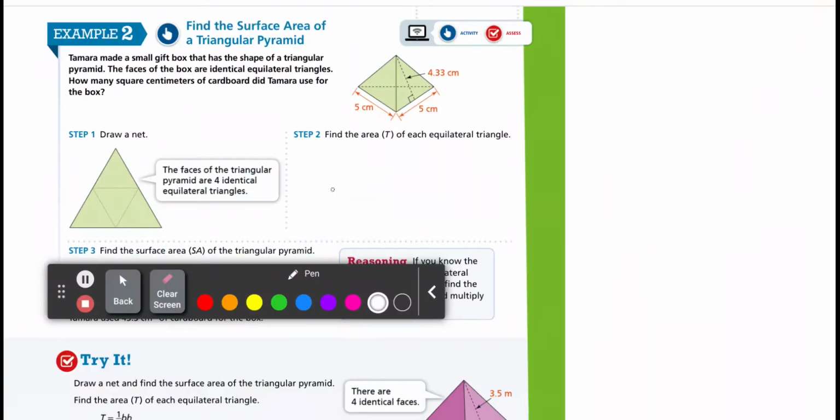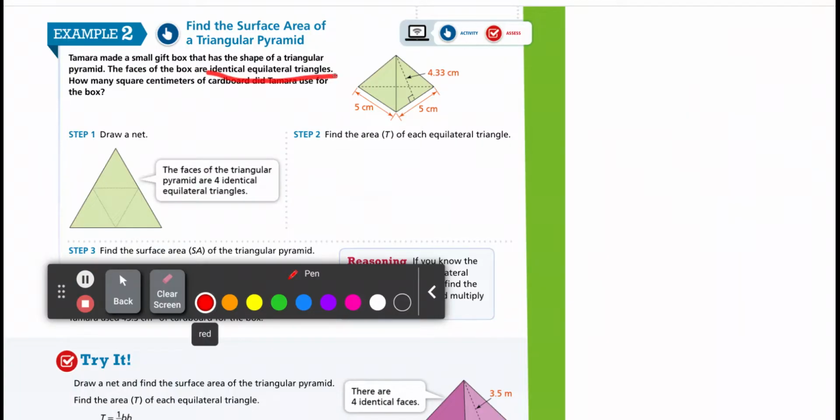Now let's look at example 2, which is finding the surface area of a triangular pyramid. The question says, Tamara made a small gift box that has the shape of a triangular pyramid. So we know that this pyramid has a triangular shaped base. The faces of the box are identical equilateral triangles. That's important there. Identical equilateral triangles.